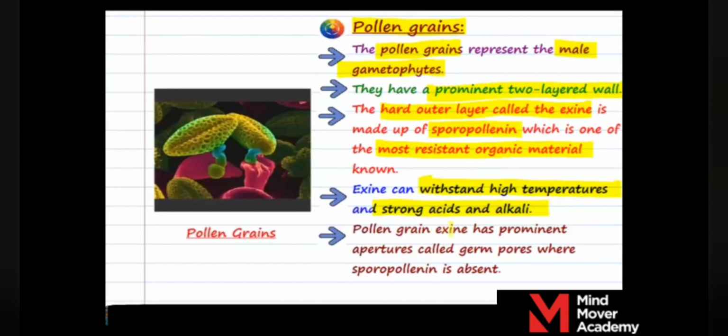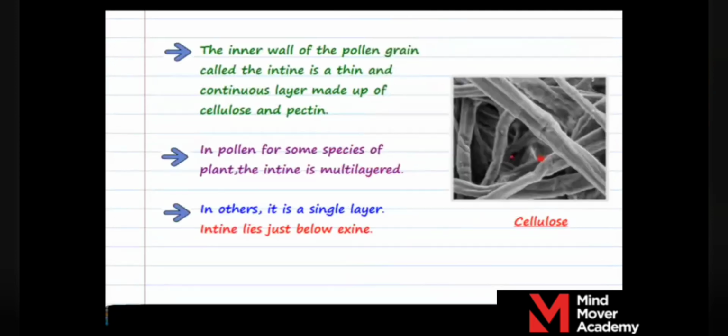The pollen grain exine also has prominent apertures called germ pores where sporopollenin is absent. So the exine also consists of germ pores and the germ pores do not contain sporopollenin. Now here in this image you can see the enlarged view of a pollen grain. You can see a hard outer layer called exine being shown with germ pores in it. So that was all about the outer wall of the pollen grain, that is the exine.